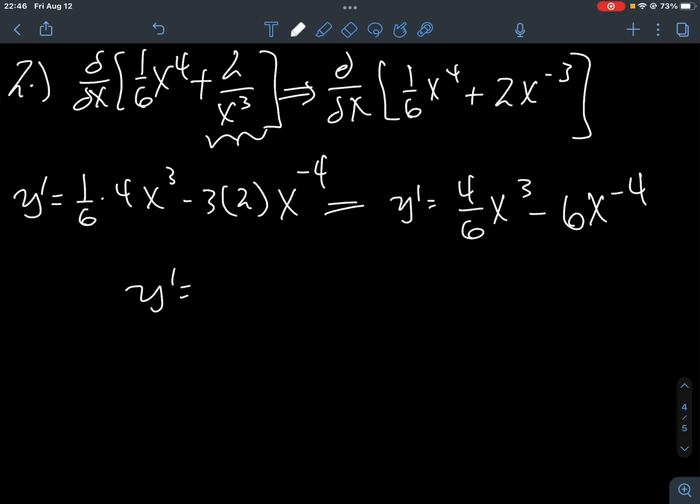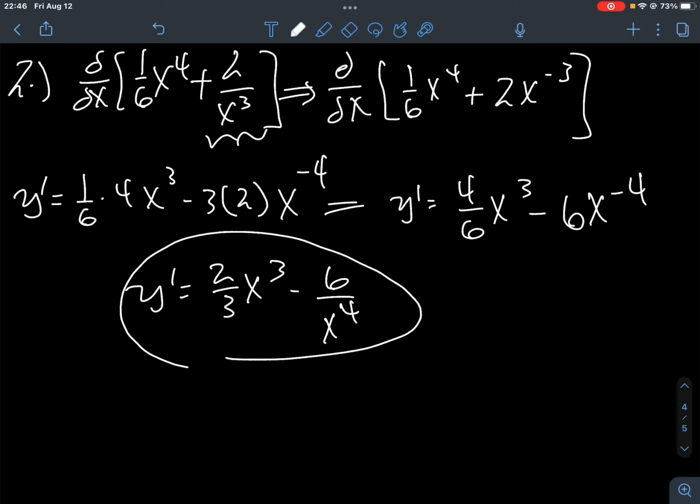So our final answer should be 4 over 6, which reduces to 2/3, x cubed minus 6, x to the minus 4th, we can write that as 1 over x to the 4th. And there's our answer.